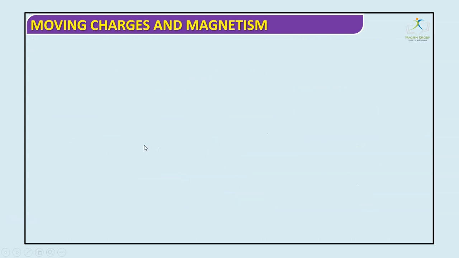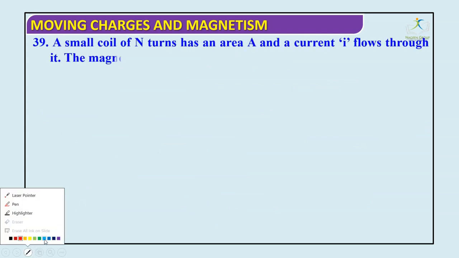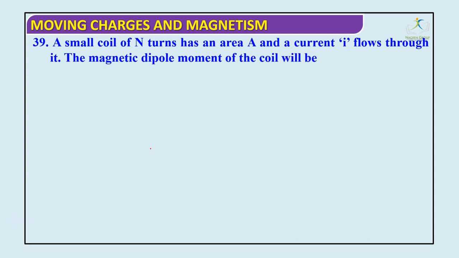Next question we have a small coil. A small coil of n turns has an area A and a current I flows through it. The magnetic dipole moment of the coil will be: I N A, I square N A, I N square A, or I N divided by A. The correct answer for this question is a, so simple, that is option 1.